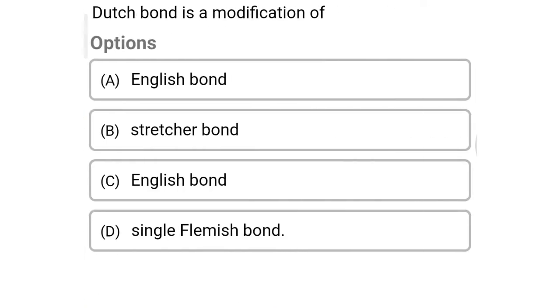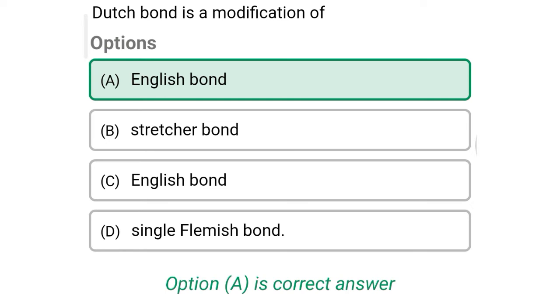So next question, Dutch bond is a modification of option A English bond, option B structure bond, option C English bond, option D single Flemish bond. So the correct answer is option A English bond.